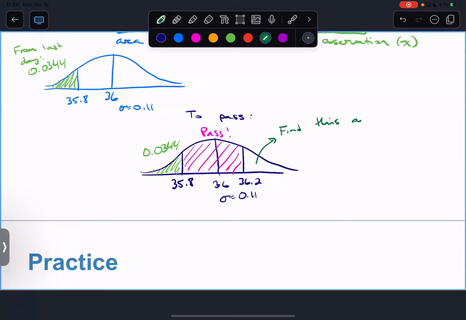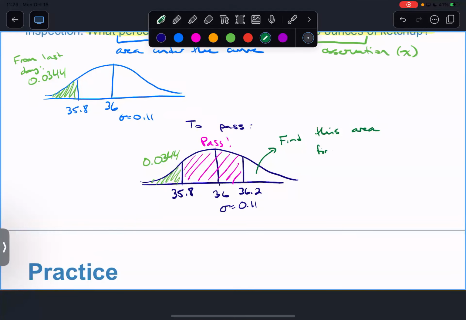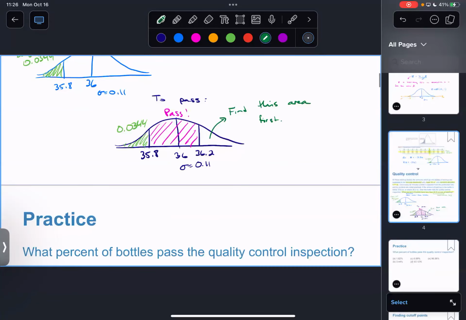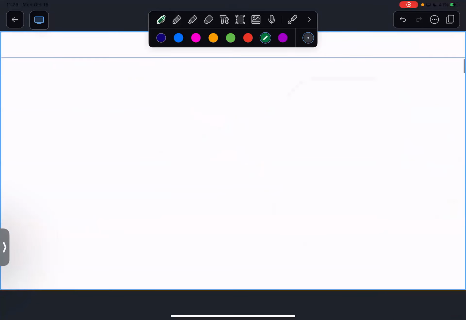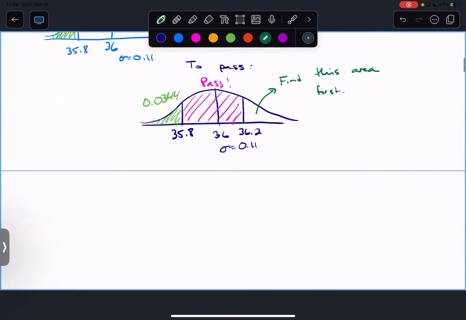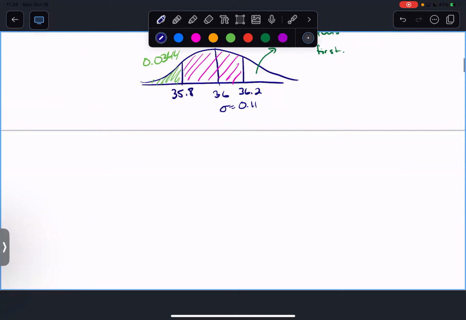So find this area first. And like I said, there's lots of different ways that you can go about it. I'll add a page here. All right. It might be helpful to remember that if you have some X, so some observation, and you want to end up at some probability, you have to use the Z as the gateway, right? Because you're using the Z table, so you need a Z, right? That'll kind of prompt you, but it's going to go like this. And then the Z is going to give you the probability.